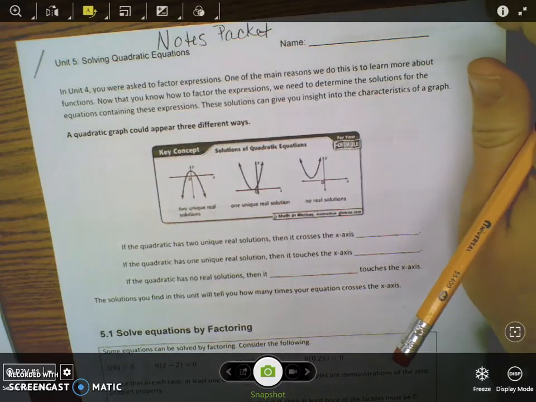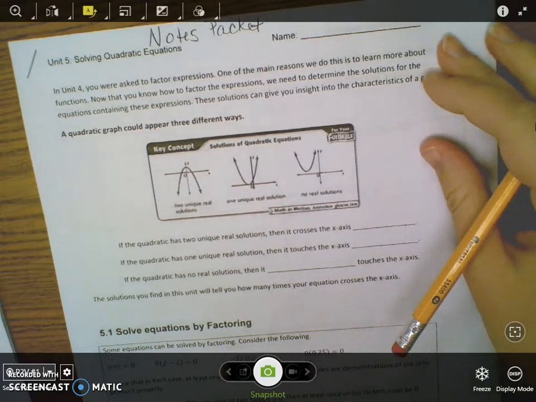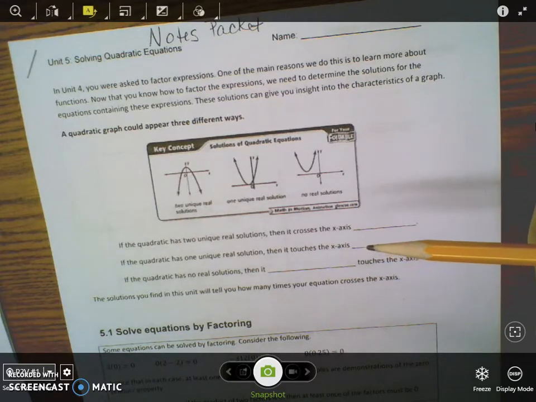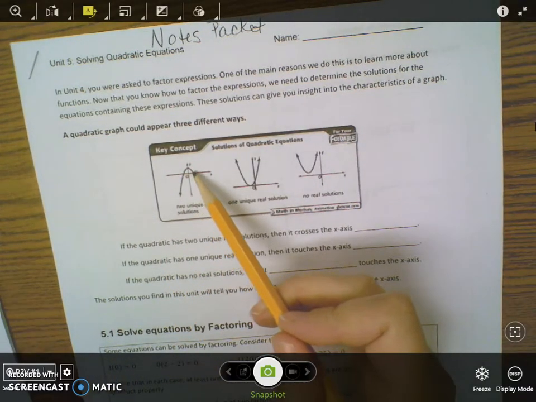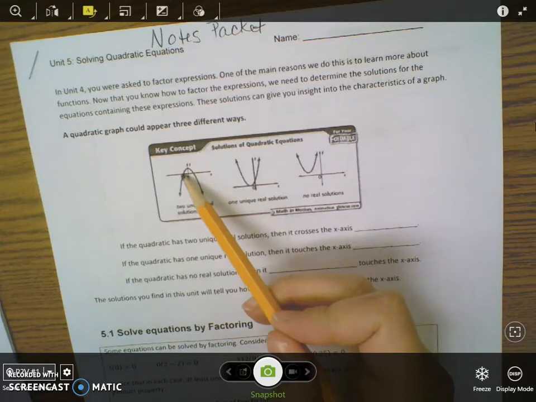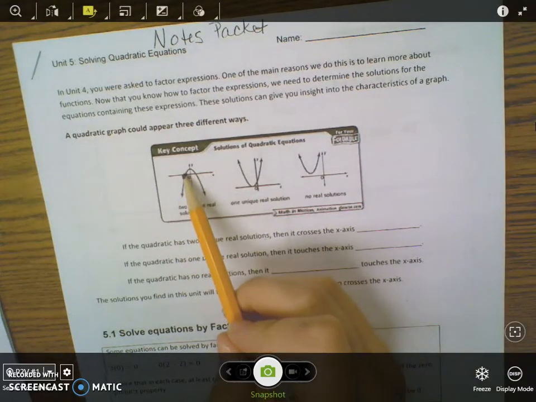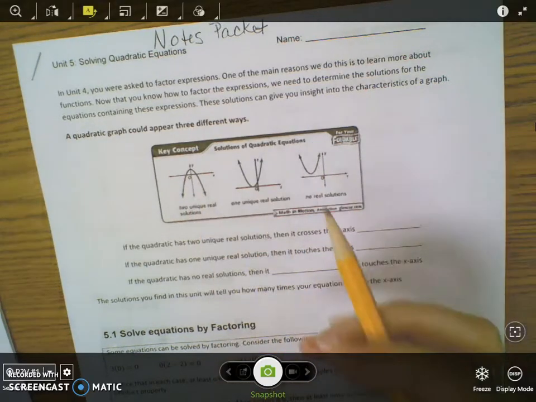We're going to be talking about solving quadratic equations today. So we have factored quadratic equations before, and the main reason why we factor quadratics is because we want to see where they cross the x-axis, like this right here. So when we factor things and we solve, which I'll show you in a little bit, we can find out where the quadratic equation touches the x-axis, if it does at all.